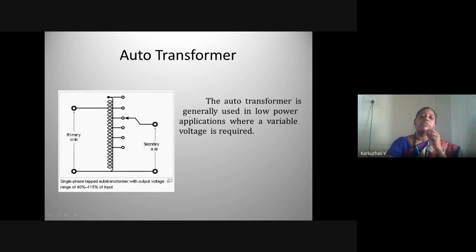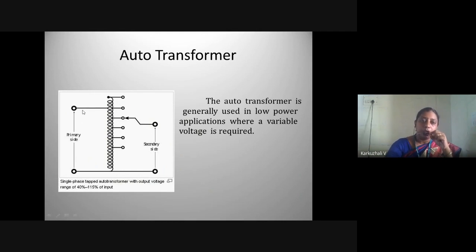The next type of transformer that we are seeing is the auto transformer. In an auto transformer, there is nothing like a primary winding and a secondary winding. It is a single winding transformer. So auto transformers are nothing but single winding transformers. In that, the same winding is used as both primary as well as secondary.